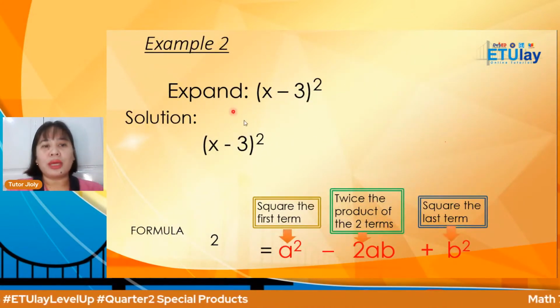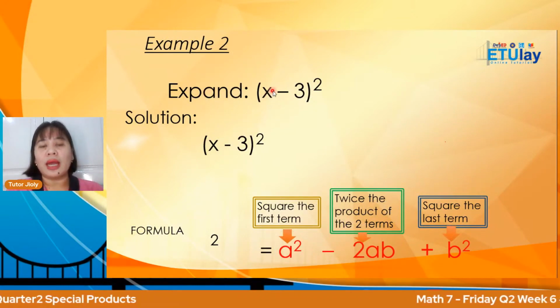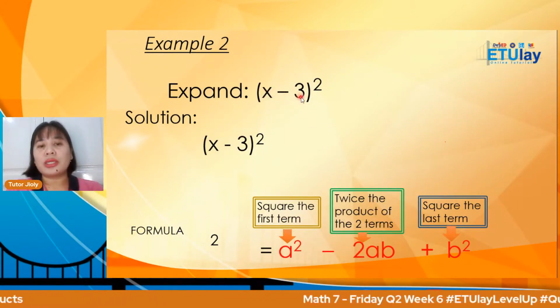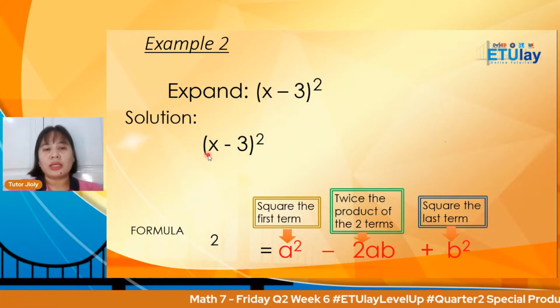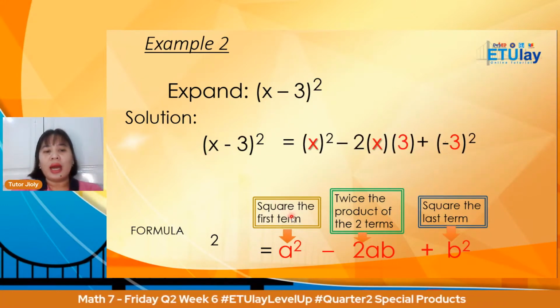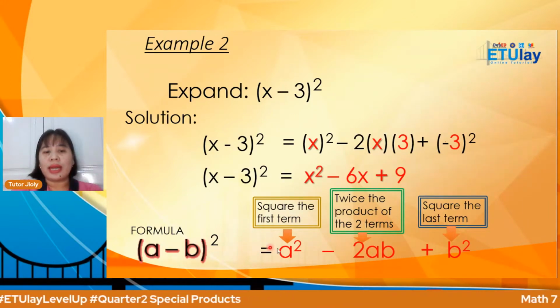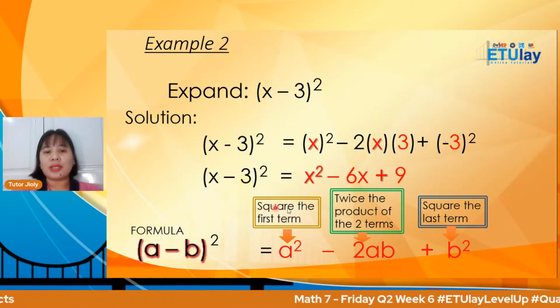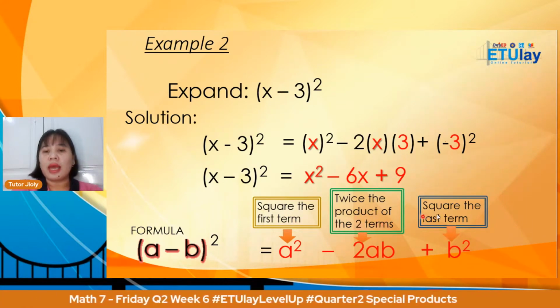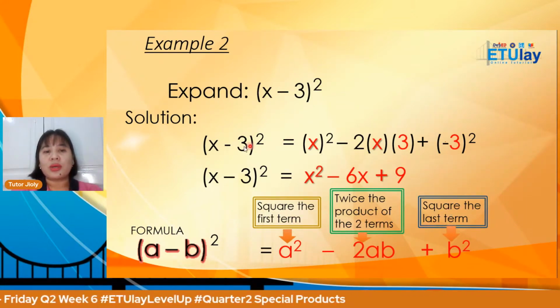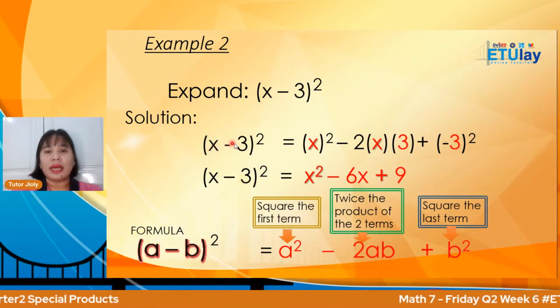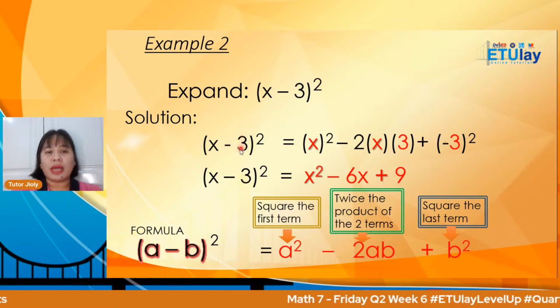For number 2 example, expand natin quantity x minus 3 raised to 2. So we simplify again. So susundan lang po natin yung formula. Nandito po sa baba. So ang sabi again, square the first term. Then twice the product of the two terms, and then square the last term. So we're going to square the first term. Ito yung first term natin, ang x. Then our second term is negative 3.